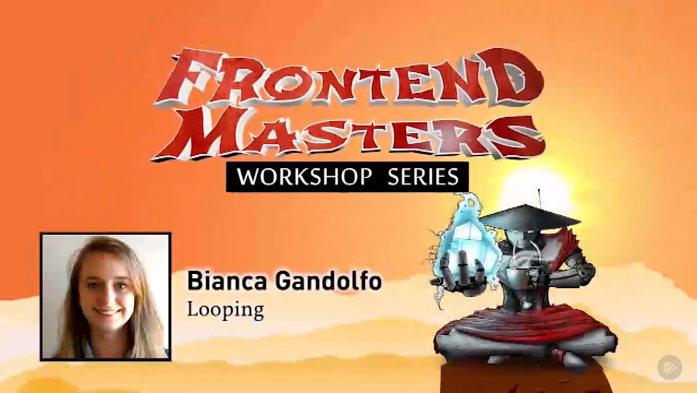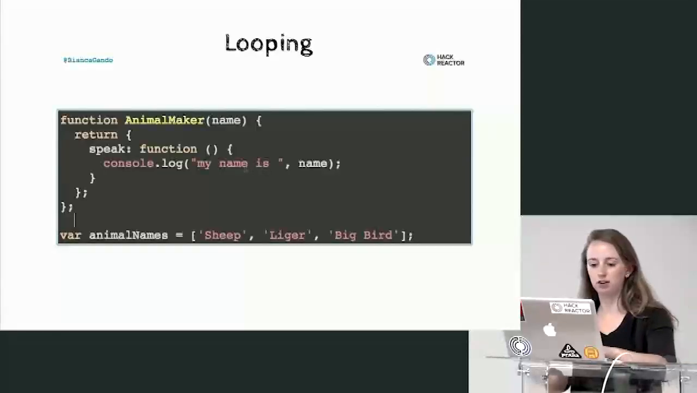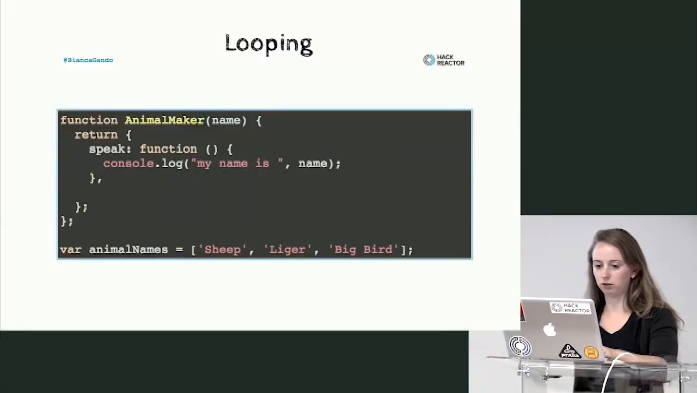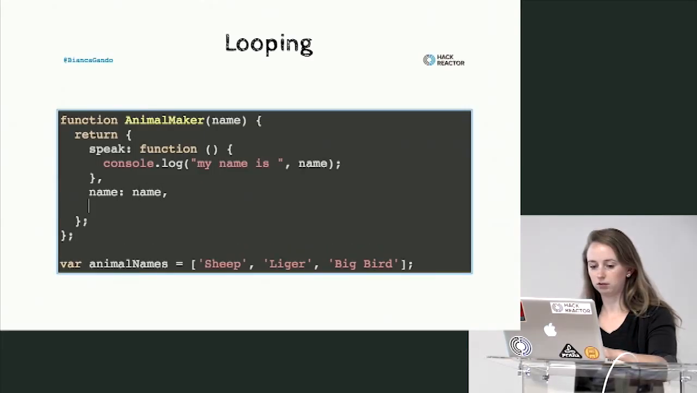Cool, so we have our animal maker, it's returning an object, has speak. We can even put a name function on it if we wanted to, so we can remember who's who. Say name is name, and then, I don't know, owner maybe.